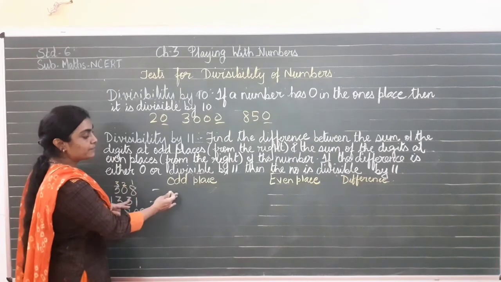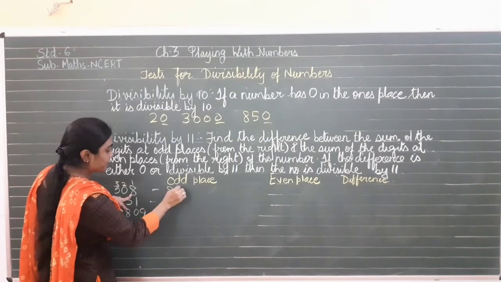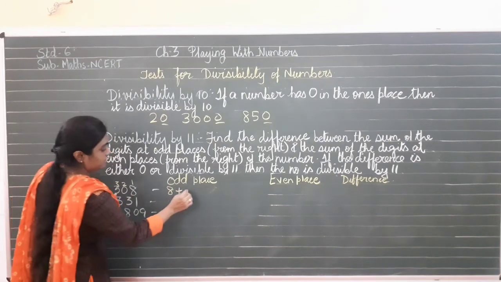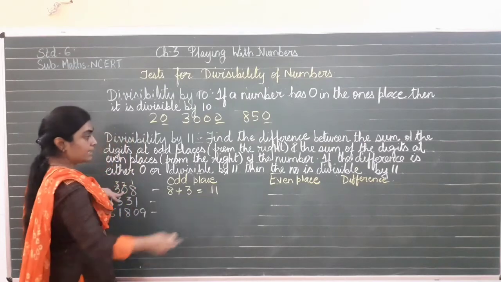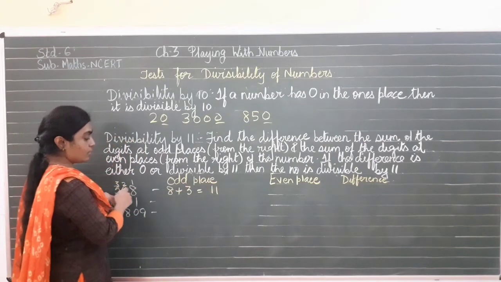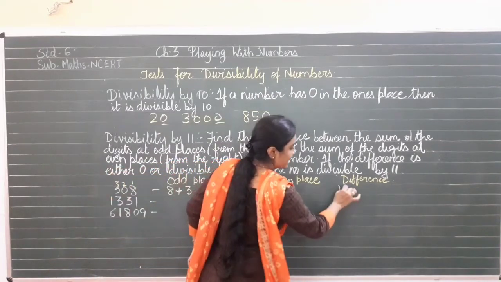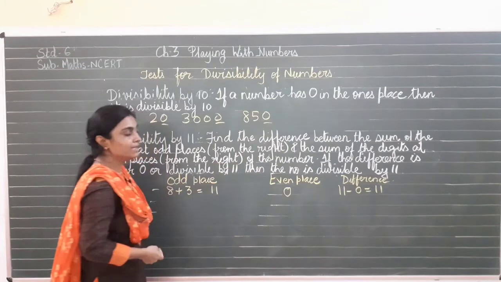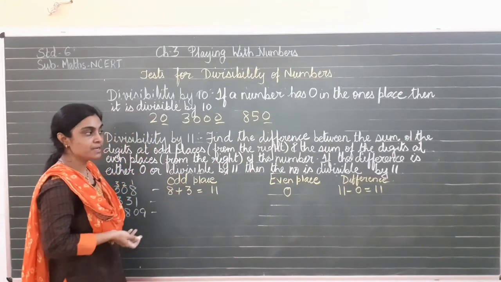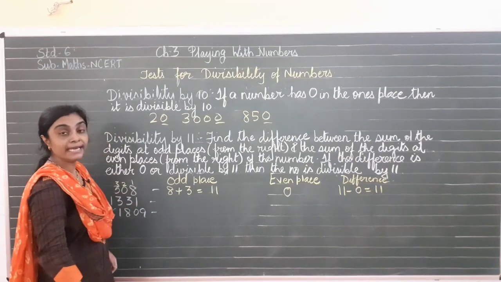Now we will add up the odd digits. At odd places the digits are 8 and 3. So 8 plus 3 is 11. At the even place, the digit over here is 0. So the difference will be 11 minus 0. And 11 comes in the table of 11, or 11 is divisible by 11. So 308 is divisible by 11.